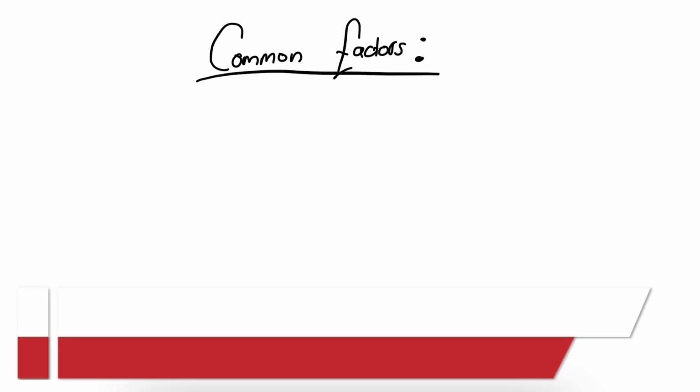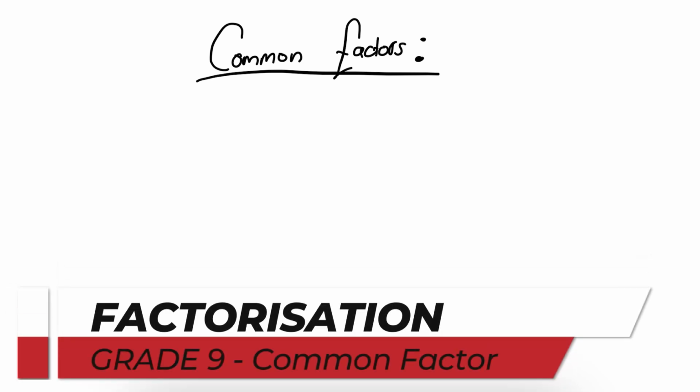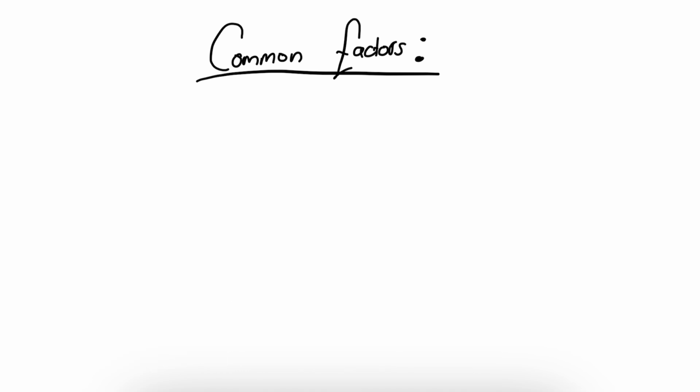Good afternoon, everyone. So today we're going to be doing factorization, and the first type of factorization we will be doing is common factors. So first, before you can understand common factors, we have to discuss something called products. So products are something you should just have finished. So in this instance, let's use the example x bracket 3x plus 2.